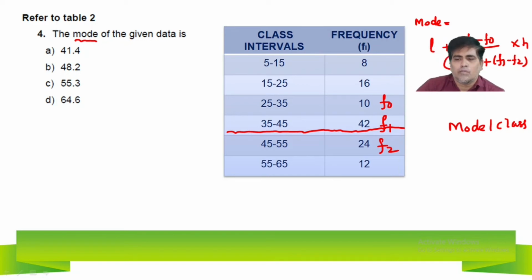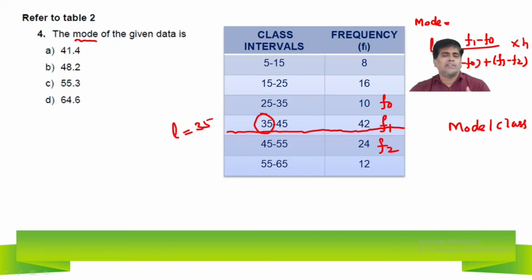Next, from the modal class I will get the lower limit, that is L is equal to 35. The lower limit of the modal class is 35. So I got all the values. Clearly the class interval is 10 only: 15 minus 5 is 10, 25 minus 15 is 10, 35 minus 25 again 10. So the class length is 10.